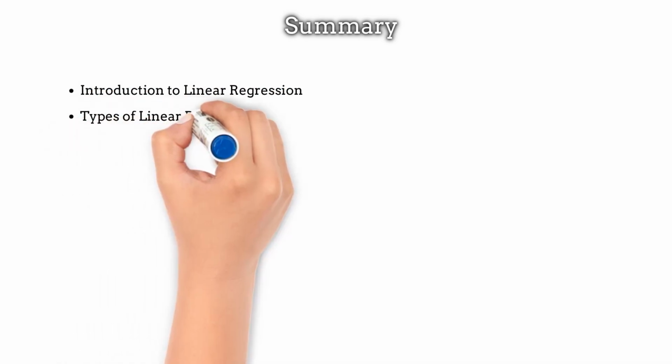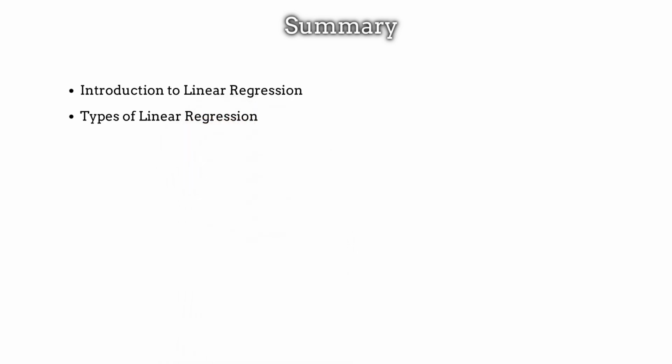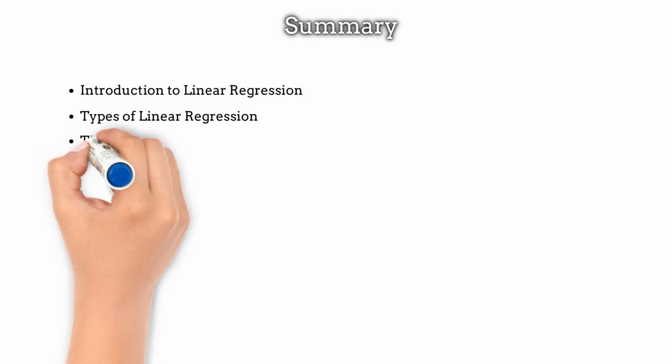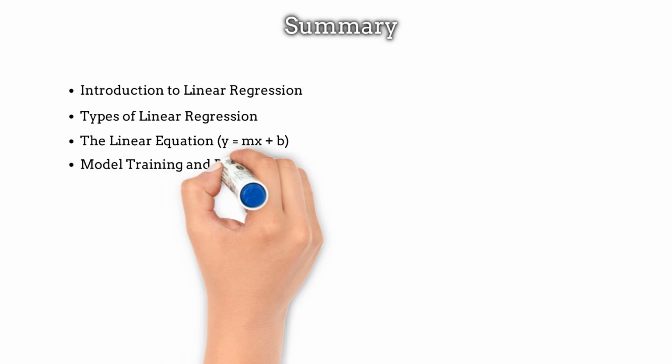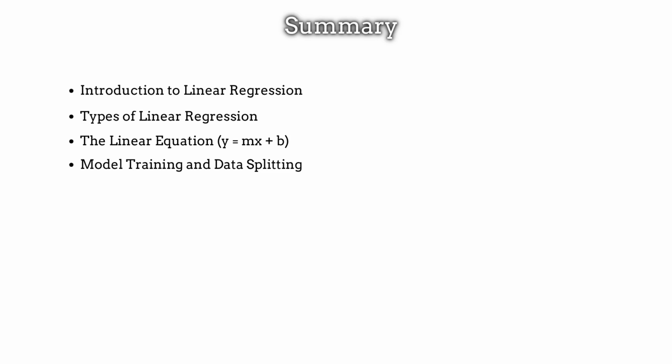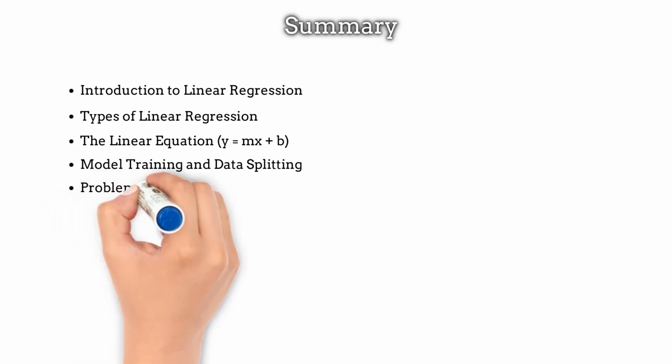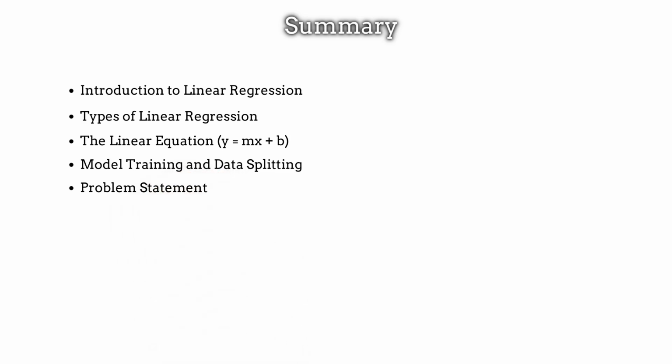In today's session, we explored the fundamentals of linear regression, building on the supervised learning concepts we've discussed previously. We started with an introduction to what linear regression is and how it's used to predict continuous values. We also covered the difference between simple linear regression and multiple linear regression, explaining how both types help us model relationships between input features and output targets. We then took a closer look at the linear equation, y equals mx plus b, and how it applies to solving real-world problems like predicting house prices. In addition, we discussed the importance of splitting data into training and testing sets to ensure our model performs well on unseen data. To cap it off, we framed a problem statement, setting the stage for coding and implementing linear regression, which we'll tackle in our next session.